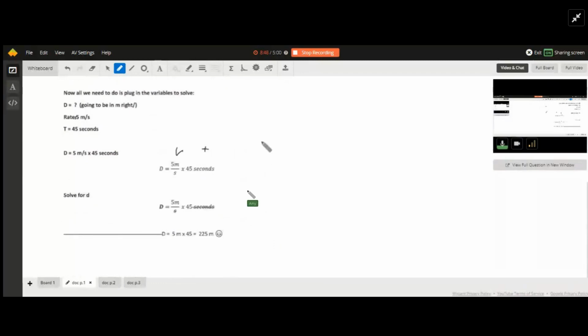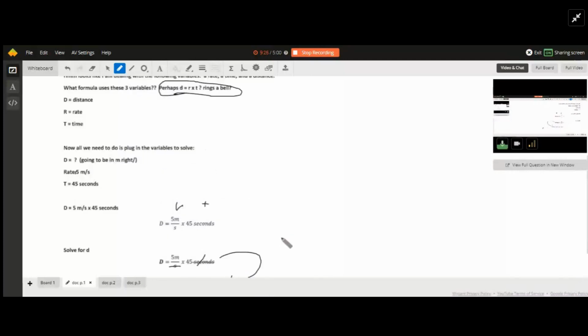We already said that we have rate times time equals distance. All you have to do is set up the equation and plug and chug, as my math teachers used to say back in the day. It's funny how some of that stuff you just remember. So we have the distance, and then right here is our rate, 5 meters per second, and we multiply it by our time, 45 seconds. One thing you notice is that the seconds cancel out. So we're left with 5 meters times 45, and voila, our answer is a distance of 225 meters.